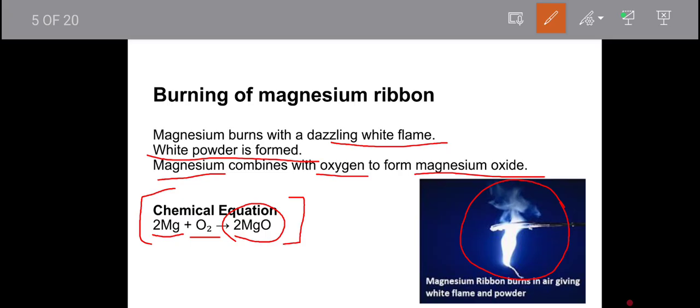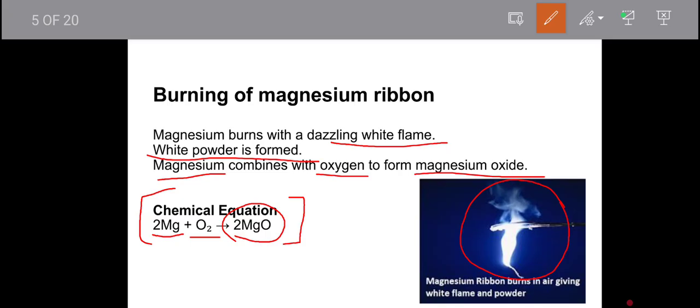Like, I will give you one example. They will ask like this: a compound A burns with a white dazzling flame and produces a white colored compound B. What is compound A? What is compound B? This is how the questions will be asked.